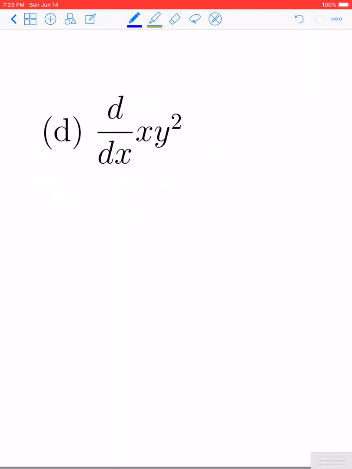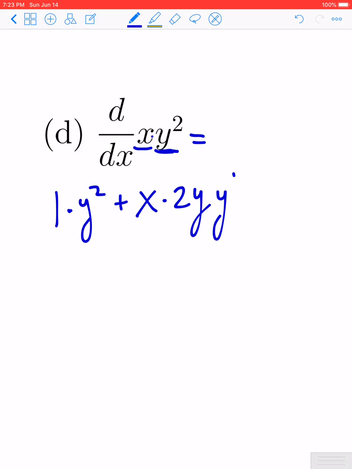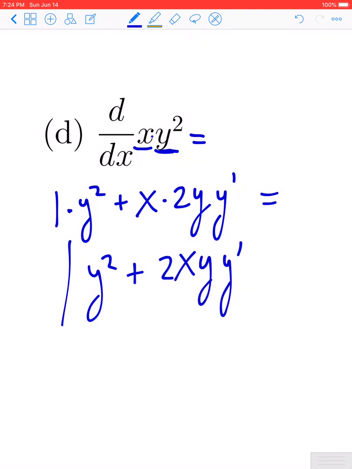Let's take a look at part D. In part D, this is a product. So the derivative of this is going to require the use of the product rule. It's the function x times the implicitly defined function y squared. The derivative of x with respect to x is 1 times y squared, plus from the product rule leave the x alone. Now we need to multiply by the derivative of y squared. Well, the derivative of y squared is going to be 2y times y prime. So our derivative altogether, just kind of cleaning up a little bit, we have y squared plus 2xy y prime.